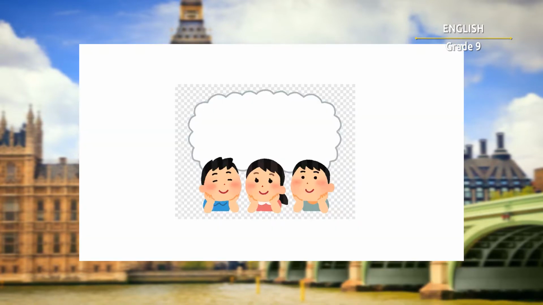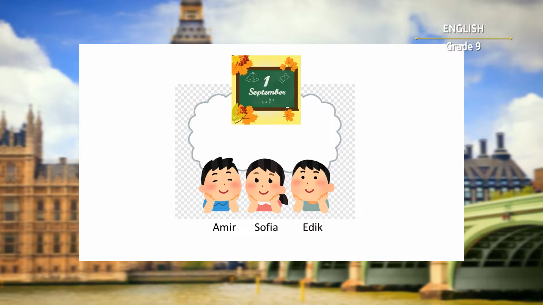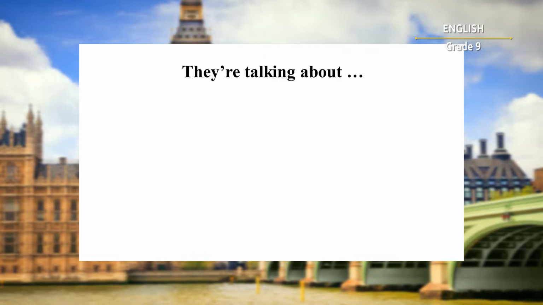Today we have a very interesting grammar topic. So let's start. Look at the picture. There are 3 children there: Amir, Sofia and Edik. What are they doing? Yes, they are thinking about the future. They are thinking about the 1st of September, about the day when they come back to school after long summer holidays. What do you think they are thinking about?